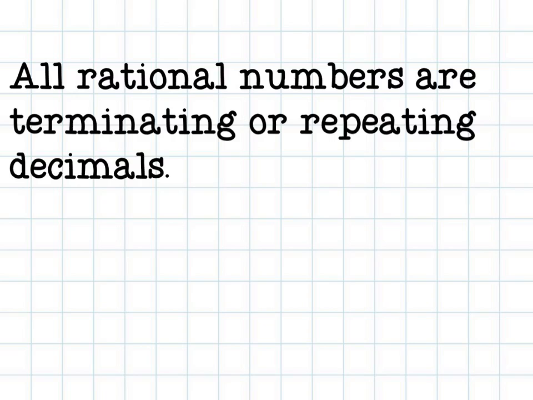Now, every rational number that you get should be a terminating or repeating decimal. Terminating, remember, means that it stops or it ends, and repeating means a digit is going to keep repeating, at least one digit.